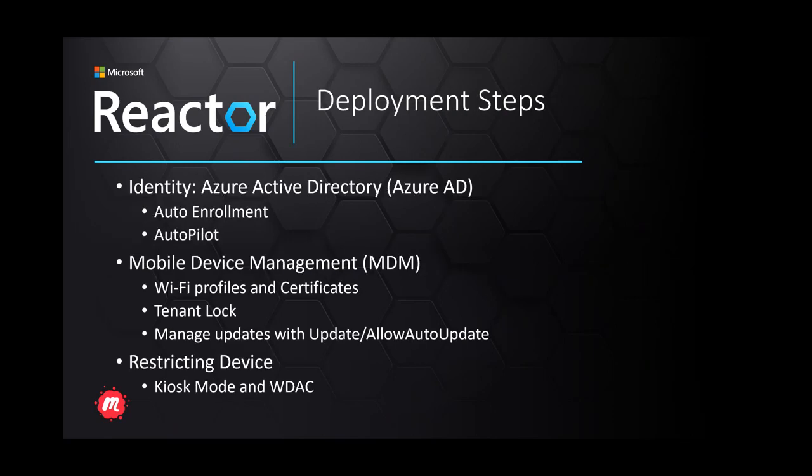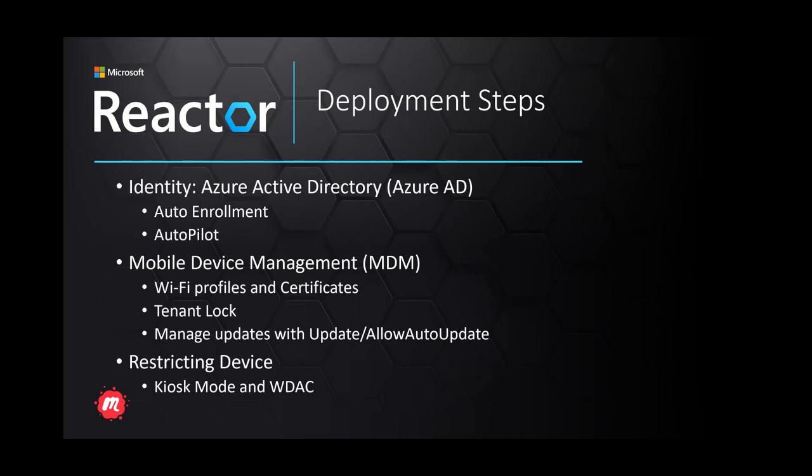Okay, so deployment steps. This is the last main slide, and then the next slide is just going to have some links. With the deployment steps, first, you have your identity. HoloLens needs to be enrolled in Azure Active Directory, also known as Azure AD. It does not currently support Active Directory. So it's really important to make sure that you are enrolling your devices into Azure Active Directory, so that way you can then manage them and manage the accounts.